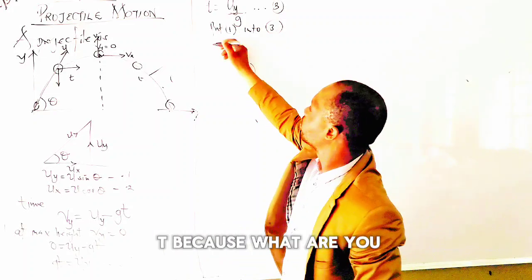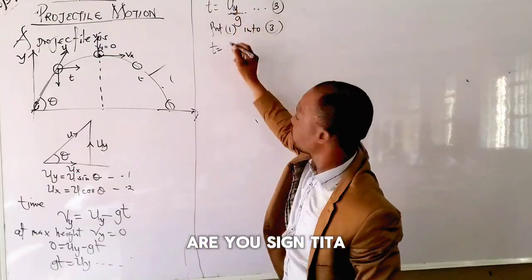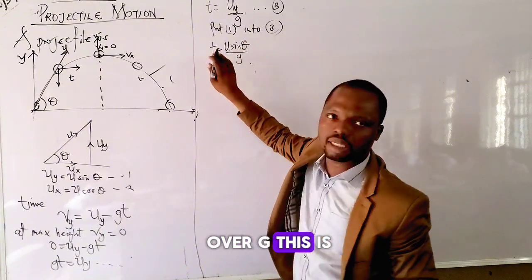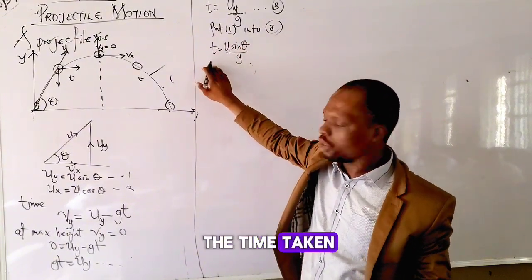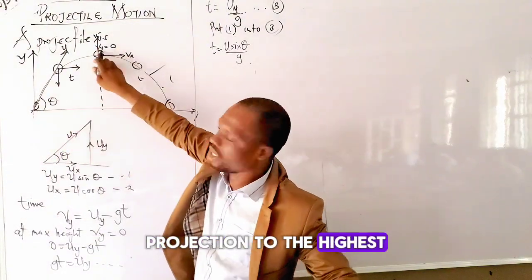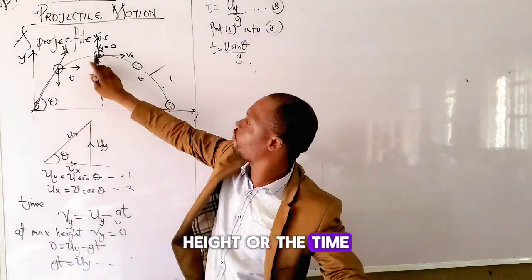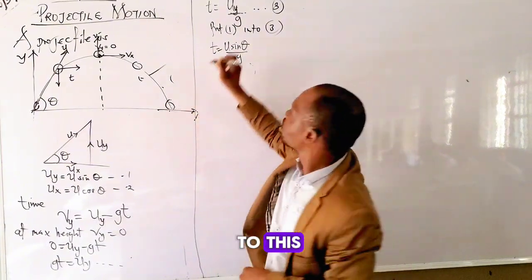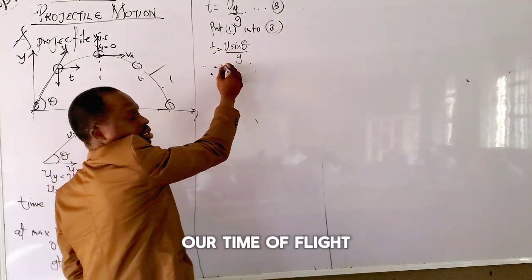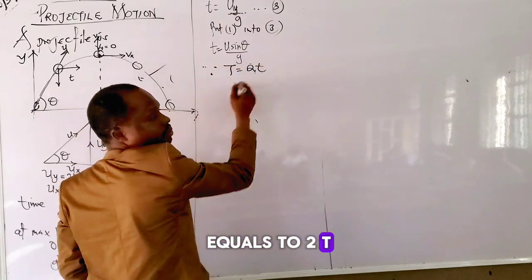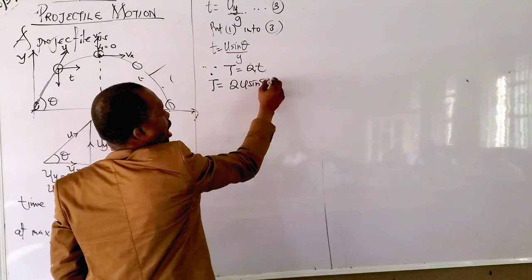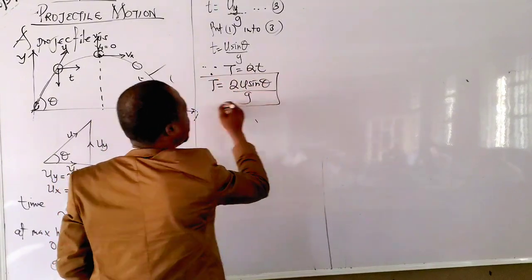You're going to have t equals, what's our Uy? U sine theta over g. This is the time taken from the point of projection to the highest height, or the time from the highest height to the ground. Since our time of flight equals 2t, the time of flight can be written as 2u sine theta over g. Note this formula.